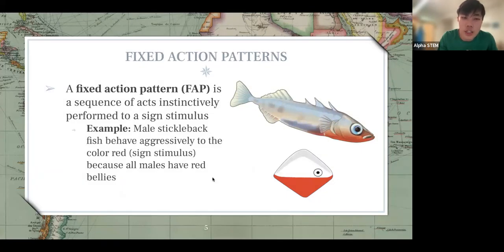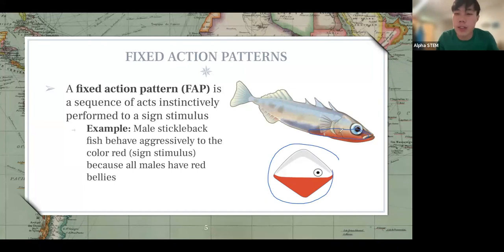We also have fixed action patterns, which are a sequence of events instinctively performed in response to a sign stimulus. For example, male stickleback fish behave aggressively to the color red because that basically means there's another male stickleback fish. So they will try to fight for resources and mates with the other male. Specifically, the way they recognize the other male is by looking at this red patch on the bottom. All males have red bellies.